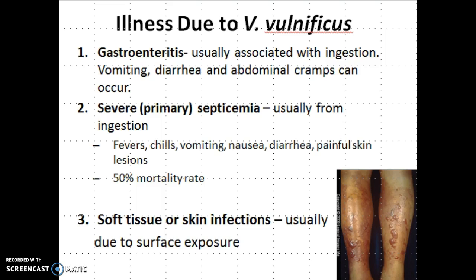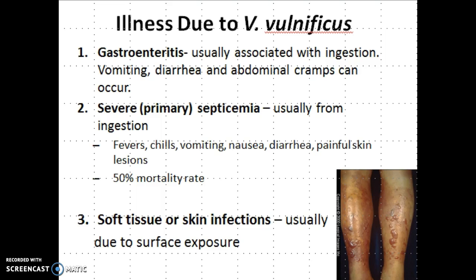In general, we can categorize illness from Vibrio vulnificus in three ways. Vibrio vulnificus can cause gastroenteritis, and that means you've eaten the organism and the symptoms are vomiting, diarrhea, and abdominal cramps. Not a high fatality or mortality rate with that. Or you could develop severe or primary septicemia. This is usually from ingestion, but it can also be associated with wound exposure. This is a much, much more serious kind of illness due to this pathogen.